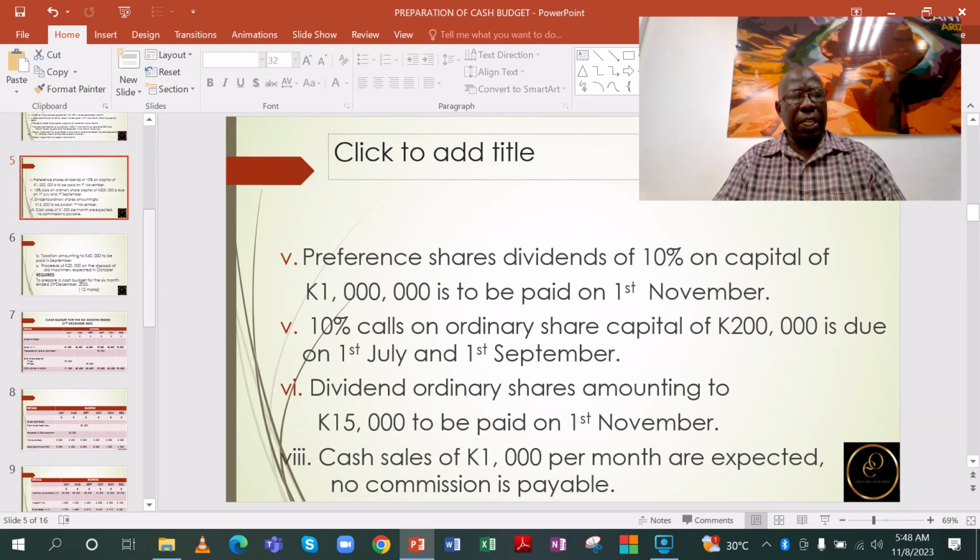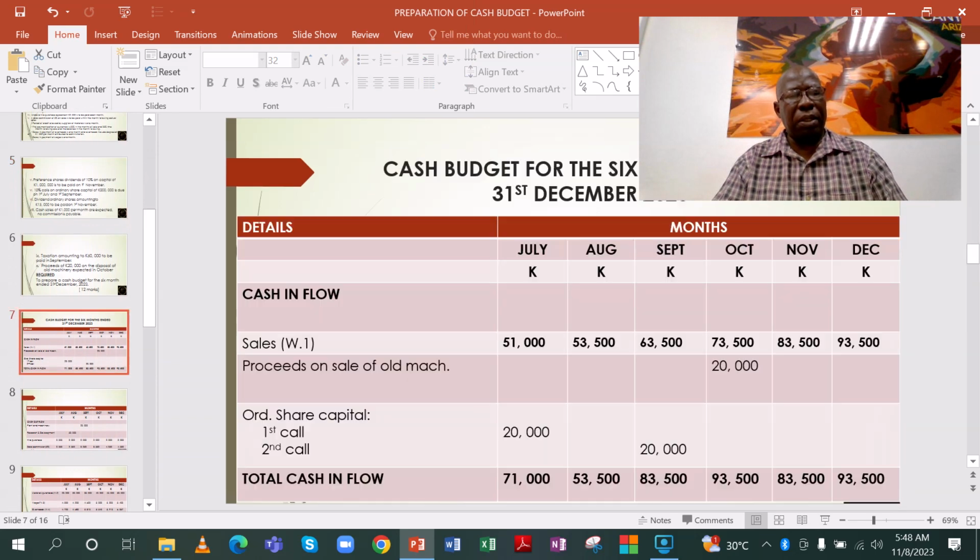So we go to the template and slot in the figure. First call, 20,000 in July. Second call, 20,000 in September. So that's all we expect to receive according to the question.